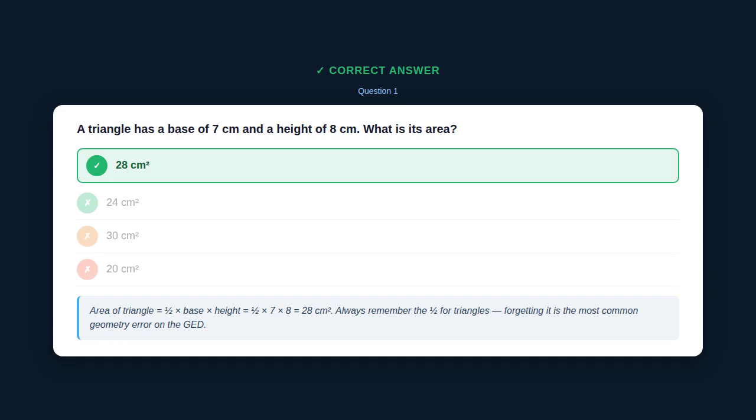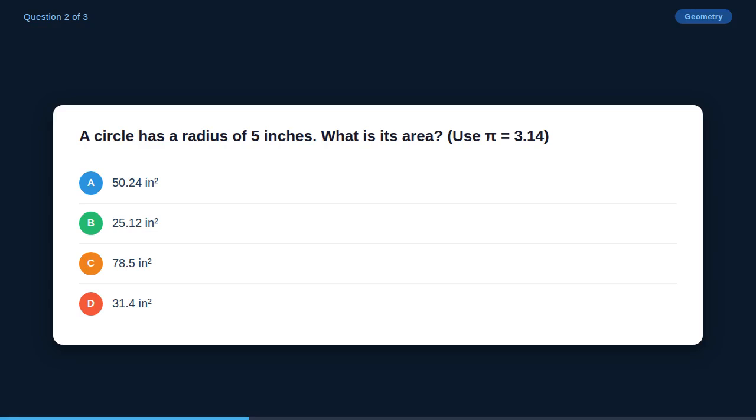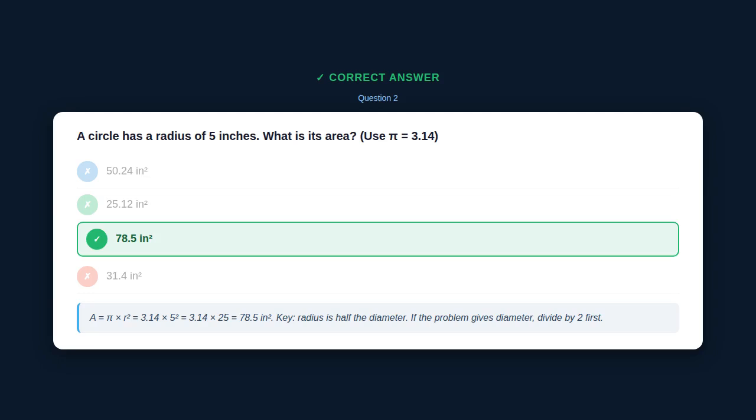Question 2 of 3. A circle has a radius of 5 inches. What is its area? Use pi equals 3.14. Option A, 50.24 in squared. Option B, 25.12 in squared. Option C, 78.5 in squared. Option D, 31.4 in squared. Take a moment. The correct answer is C, 78.5 in squared.